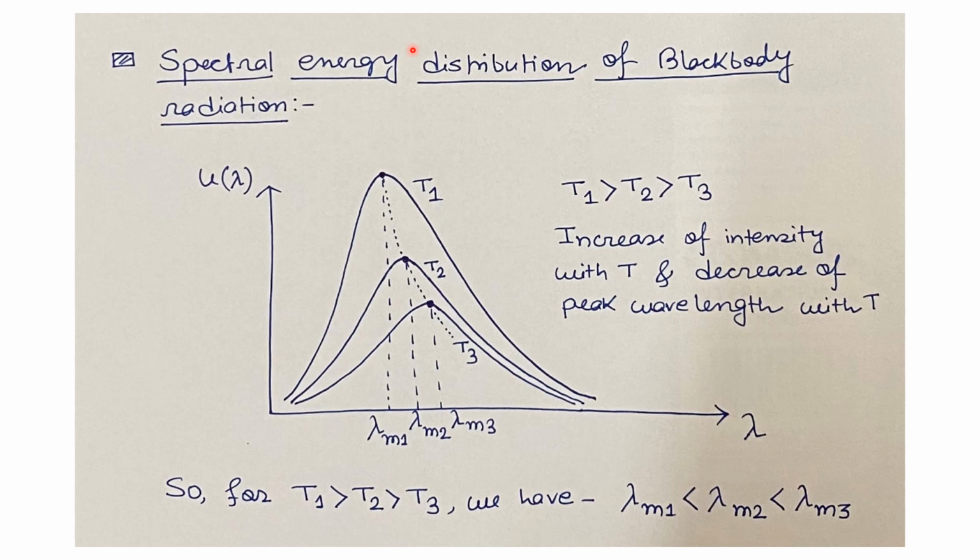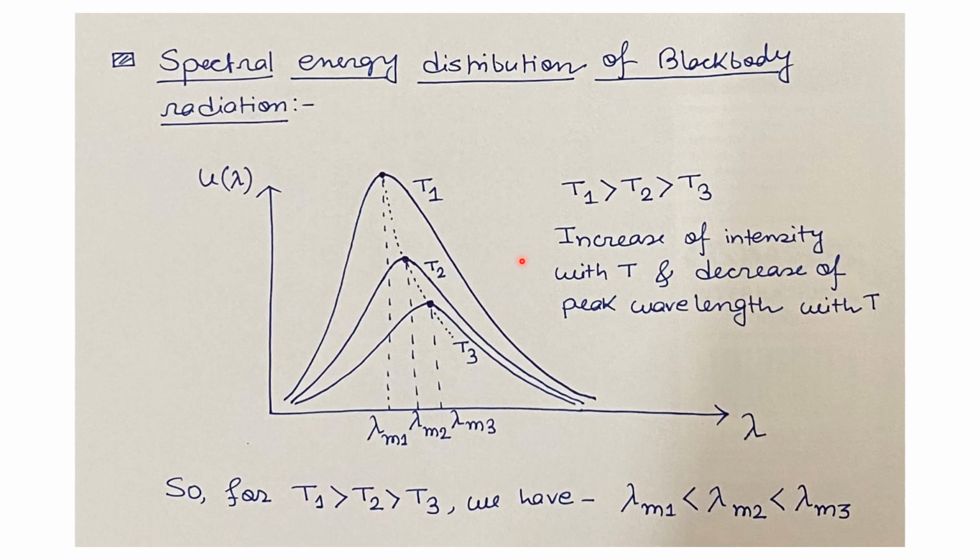Now we will plot the spectral energy distribution of the blackbody radiation as a function of the blackbody radiation wavelength lambda. We will consider three temperatures such that T1 is greater than T2 greater than T3. We will plot the spectral energy density versus lambda for these three temperatures, and the plots will look like this.